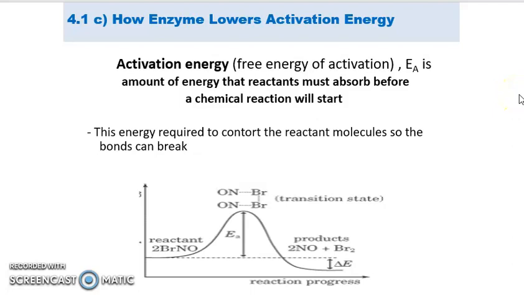Okay, so now we look at how enzyme lowers activation energy. If we look at the definition of enzyme, tadi kita dah discuss, it is a globular protein that acts as an organic catalyst, which speeds up the rate of reaction by lowering activation energy. So actually, how does enzyme lower activation energy?